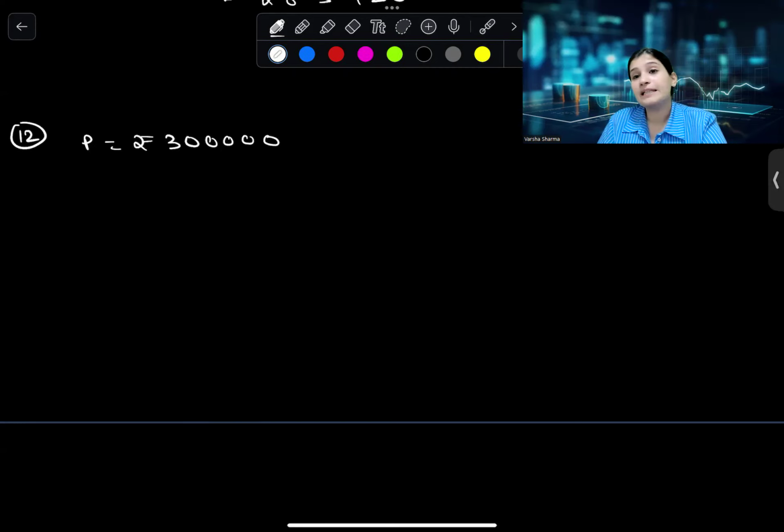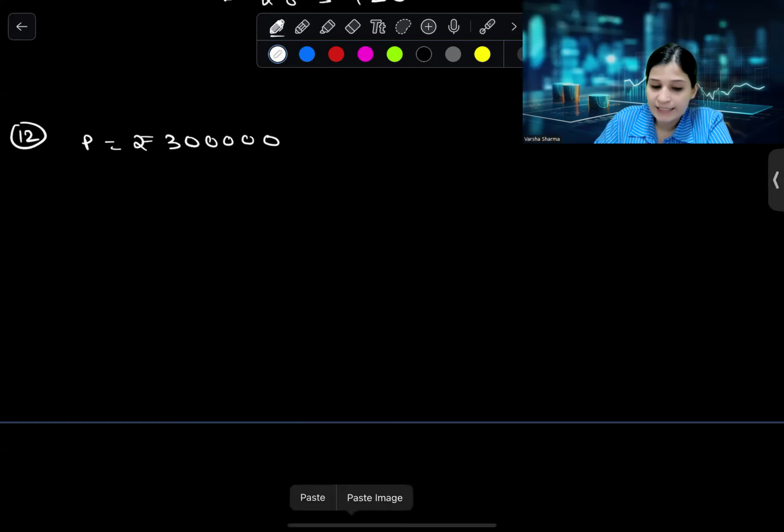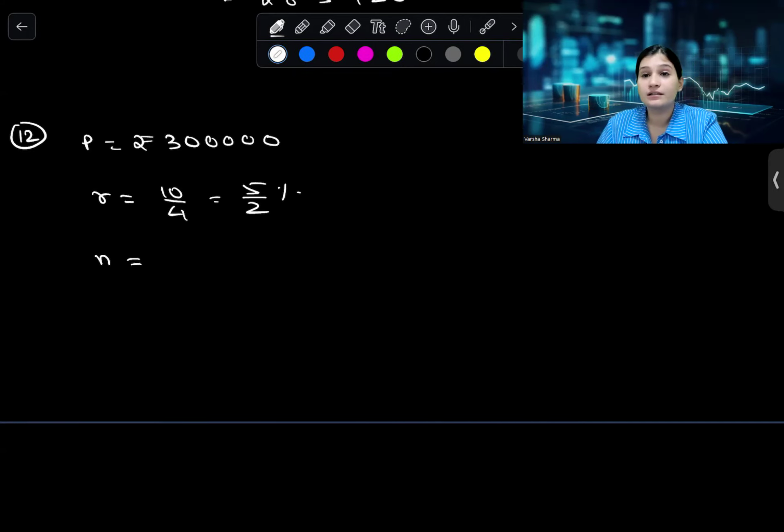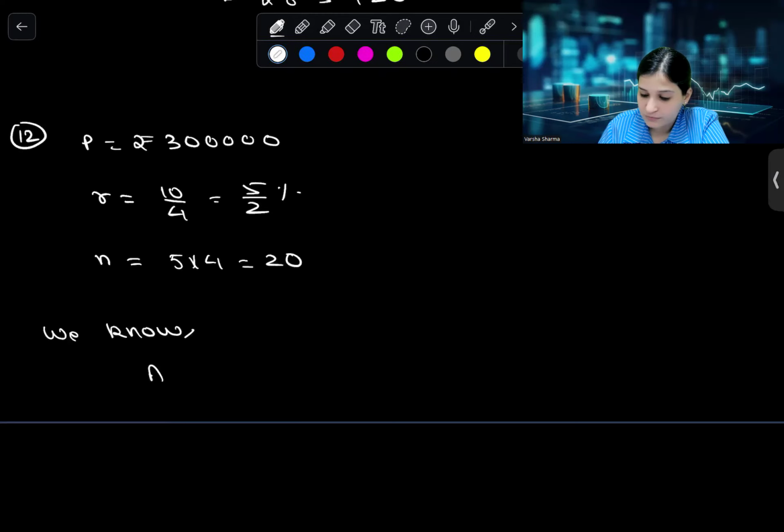Rate is 10%, but that is for the full year, and we are finding quarterly. So what will I take as my rate? 10 by 4, that is 5 by 2%. And the time is given to be 5 years, but we are doing it quarterly. How many installments? 5 into 4, 20 installments. Let us first find the amount, then we'll subtract it.